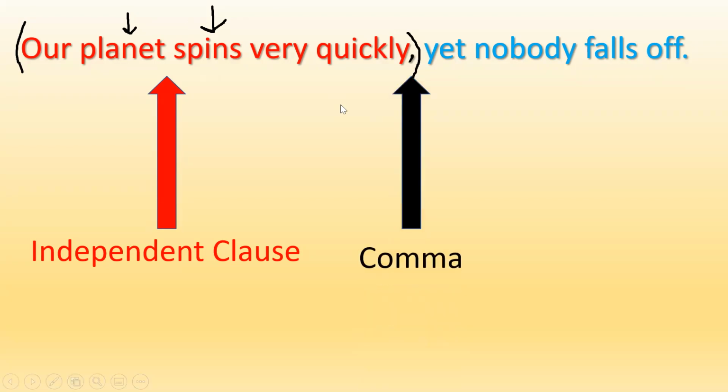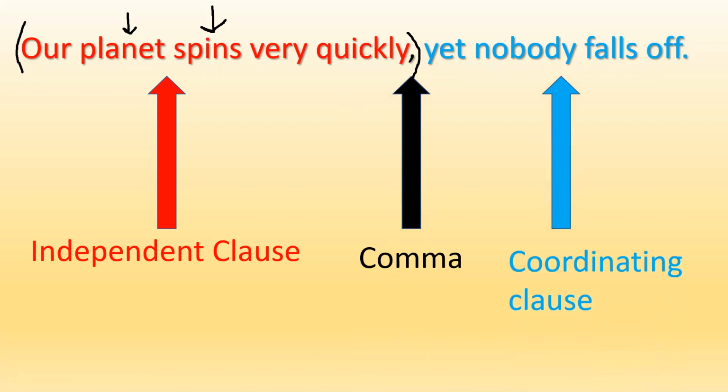We've got the comma, which remember must come before the coordinating conjunction, the fanboy. In this case, it's yet. And then we've got the coordinating clause, yet nobody falls off. Now, this clause, remember, doesn't make sense if we read it all by itself. It does rely on that independent clause to make sense. And we've got our subject and we've got a verb, but it doesn't make sense. So it's not an independent clause, okay? And of course, it begins with that conjunction, one of the fanboys.